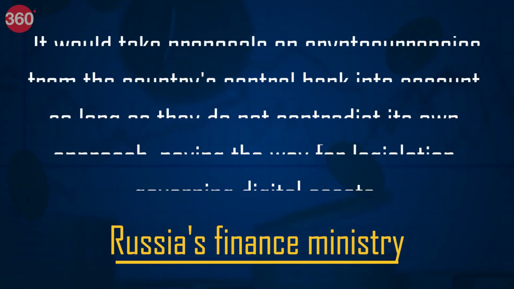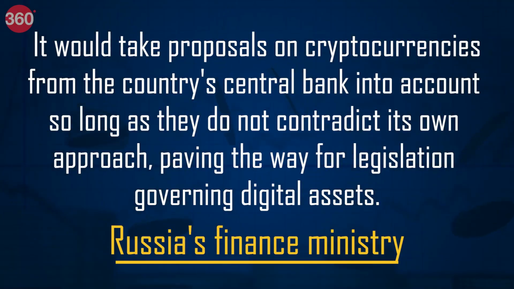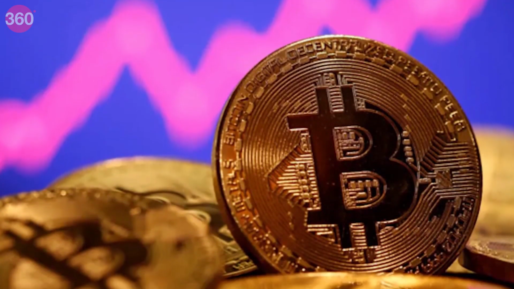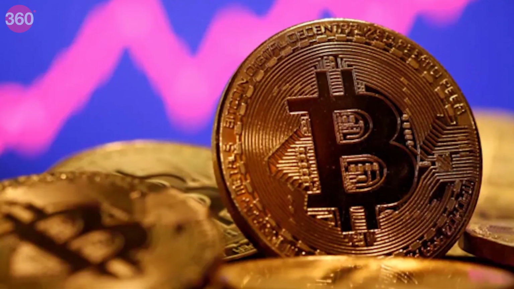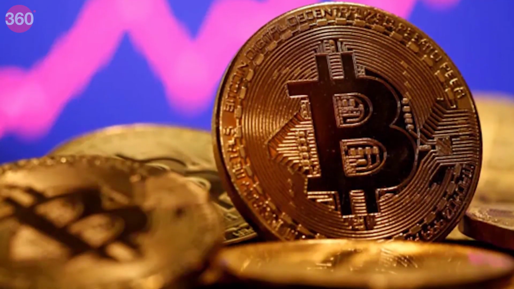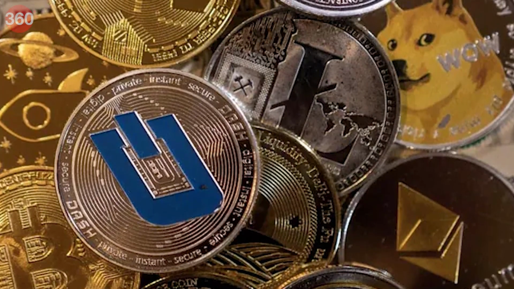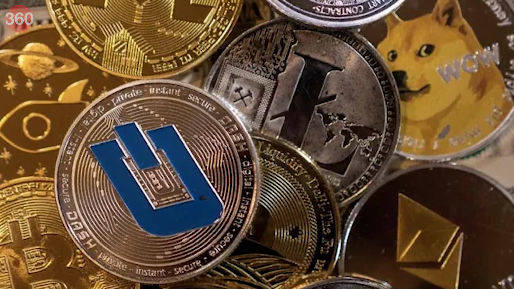Most of the crypto news this week is dominated by Russia and its invasion of Ukraine. Russia's finance ministry recently said it would take proposals on cryptocurrency from the country's central bank into account so long as they do not contradict its own approach, paving the way for legislation and governing digital assets. The Bank of Russia has proposed banning cryptocurrency trading and mining due to the threat of digital currencies posing to financial stability. But the finance ministry prefers legislation that regulates cryptocurrencies mostly for investments but not payments.